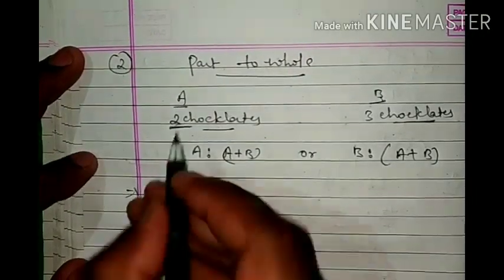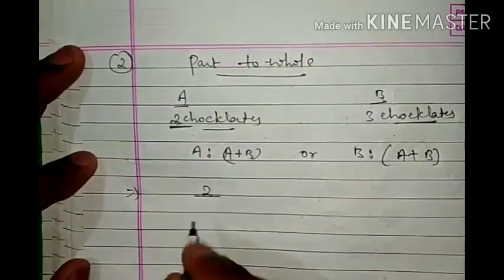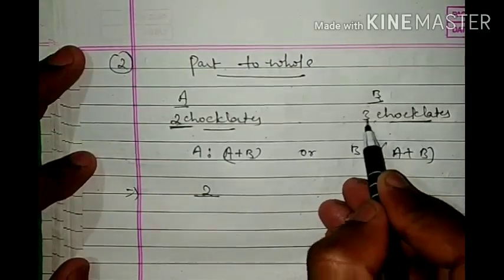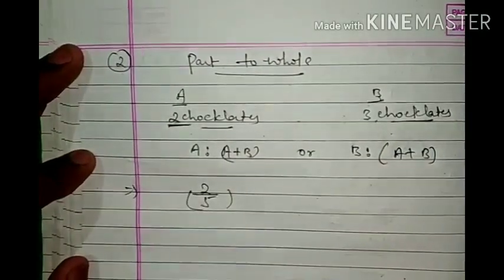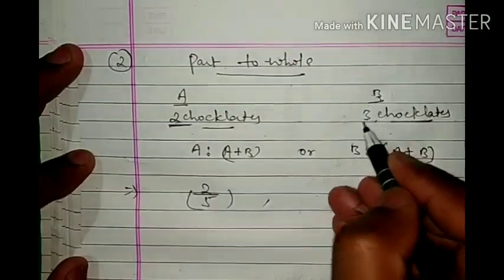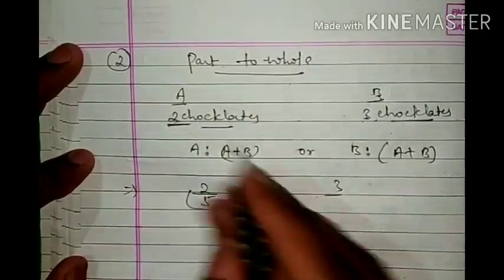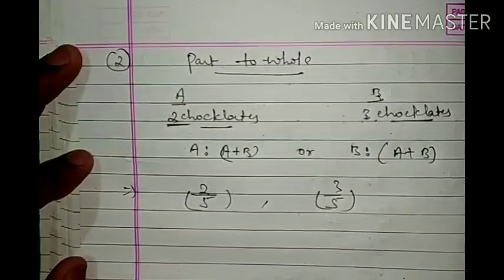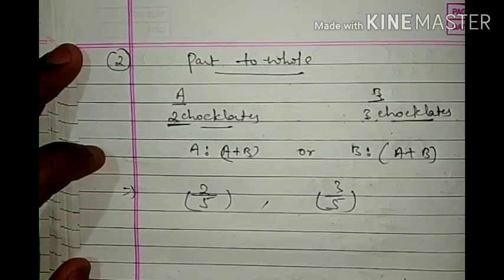Part to whole: 2 chocolates divided by the total. Total how many chocolates? 2 plus 3, 5. So 2 by 5. Or we can write B as 3 by 3 plus 2, that is 3 by 5. This is part to whole.